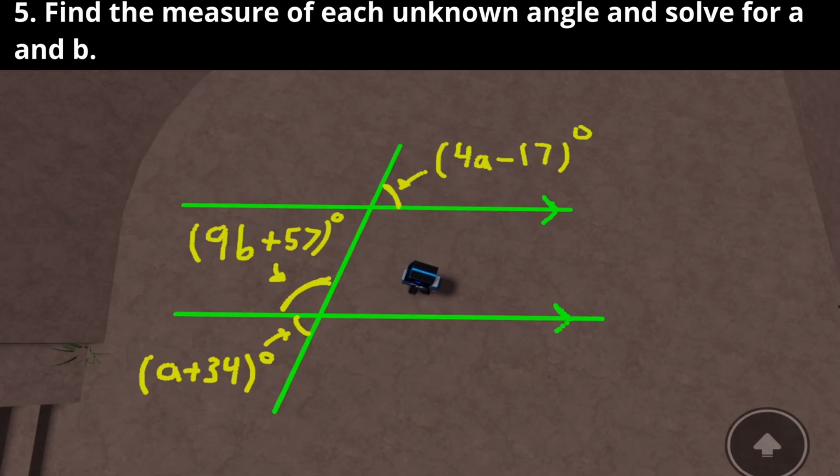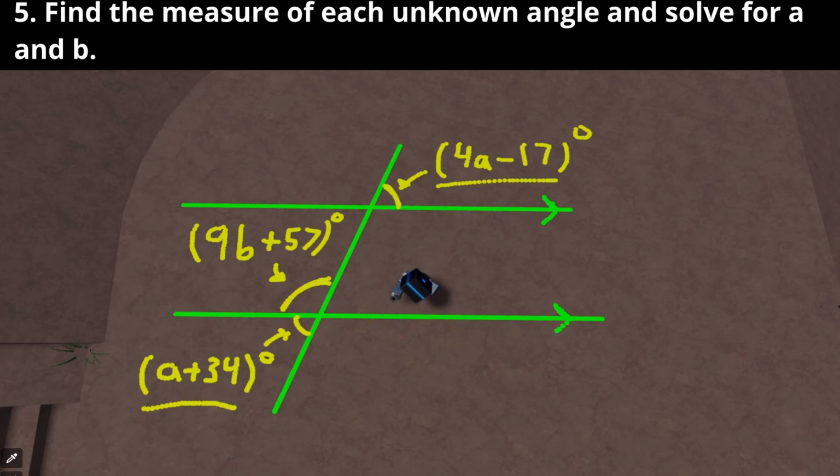In this problem, I need to solve for what a and b are equal to and find the measure of each unknown angle. To do that, I need to find an angle relationship I can work with. So first, notice that 4a minus 17 and a plus 34 are alternate exterior angles. What do you know about alternate exterior angles? Well, they're equal to each other. So I can set up an equation where 4a minus 17 has to be equal to a plus 34. And I can solve this equation for a.